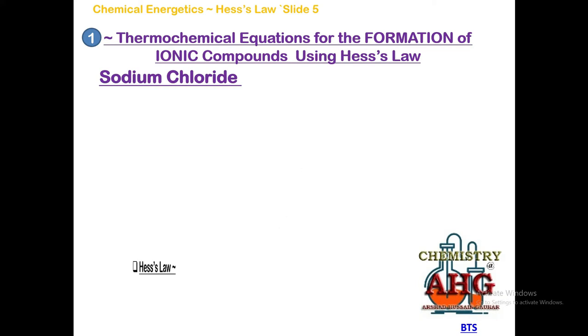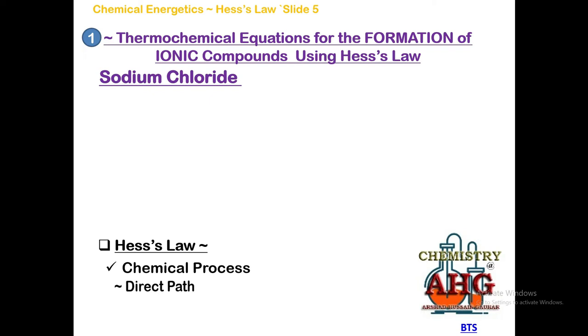Number one, according to Hess's law, whenever a chemical reaction, a chemical process takes place, every chemical process can be completed through two different paths. One path by which a chemical process can take place is known as the direct path. And the other path is known as the indirect path. So a reaction can take place through the direct path or through the indirect path.